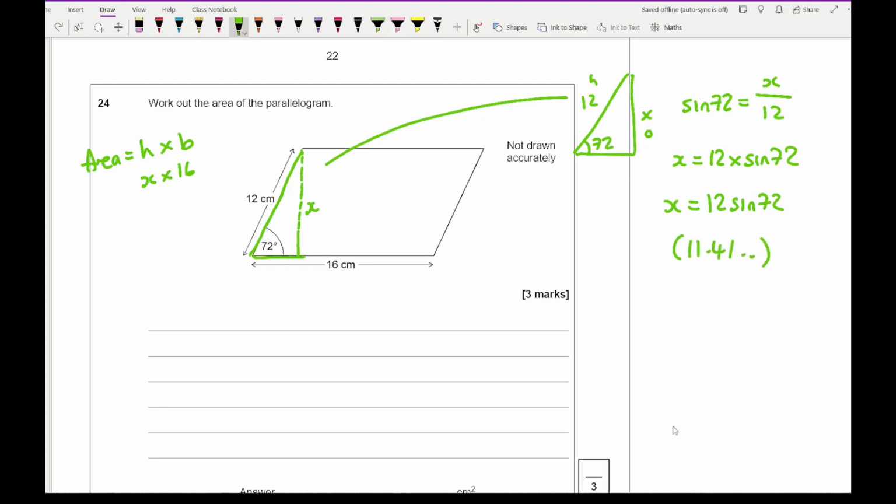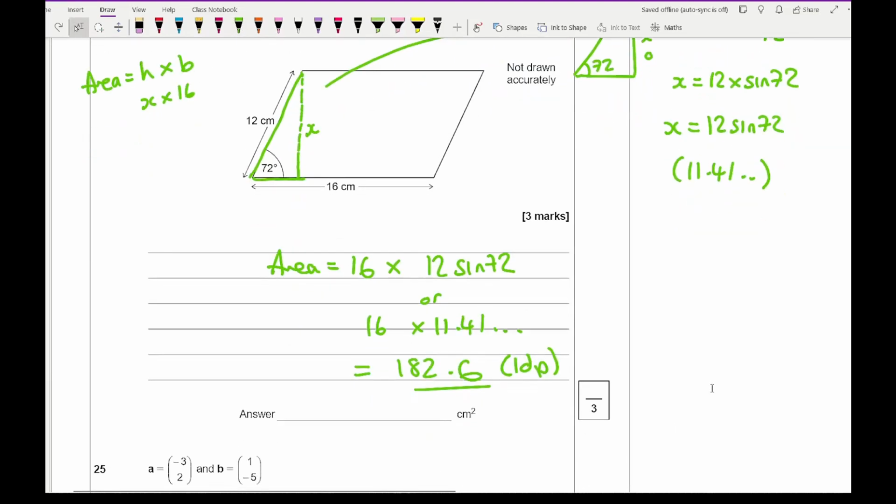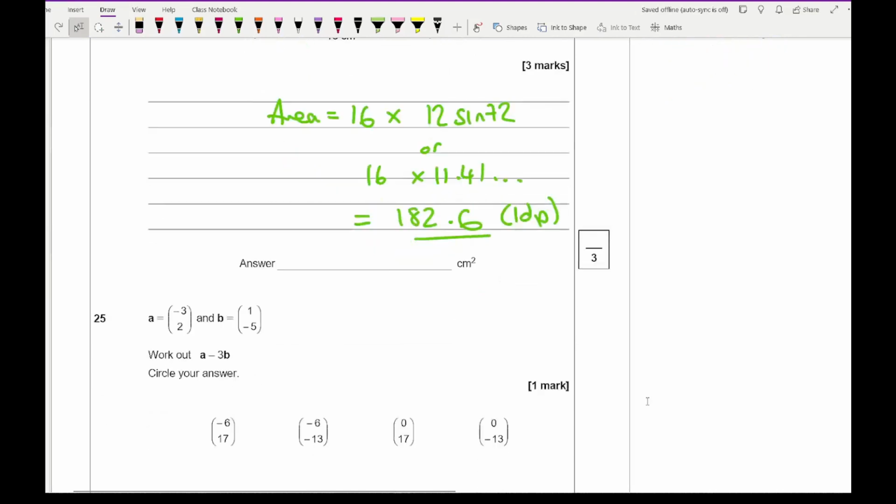So then working out the area, it's going to be 16 times 12 sine 72, or 16 times 11.41, in which we get a final answer of 182.6, and that's to one decimal place. And the units are stated in the question, so don't hate me for not writing them.